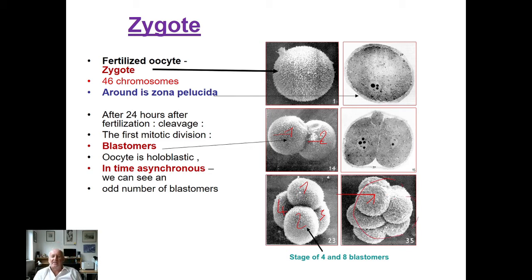Please, in time it is asynchronous in a human. Not automatically 2, 4, 8, 16, 32, 64. You can see even 2 blastomeres, 4 blastomeres, 7 blastomeres, 11, 16, 18 blastomeres, 21 blastomeres. One blastomere is dividing quicker, the second slower. So please, in time it's asynchronous in a human.